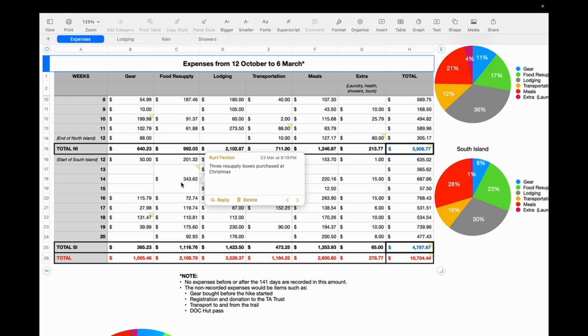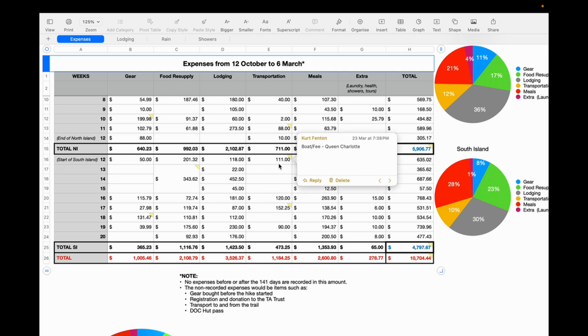This number here is where I actually spent that money up here in the North Island, but it was for the food on the South Island. So I brought that money down. So three resupply boxes, that was the Richmond's, and St. Arnold and Arthur's Pass.